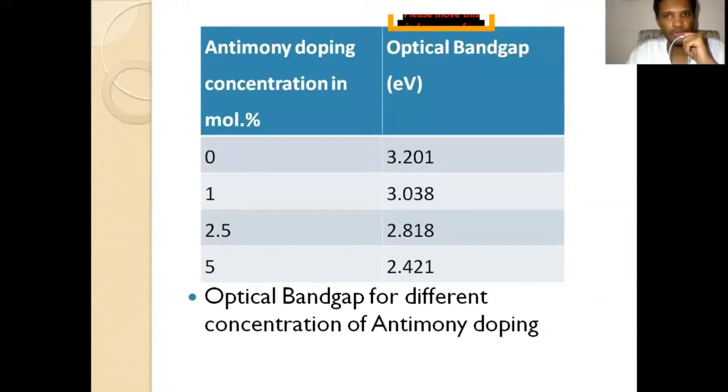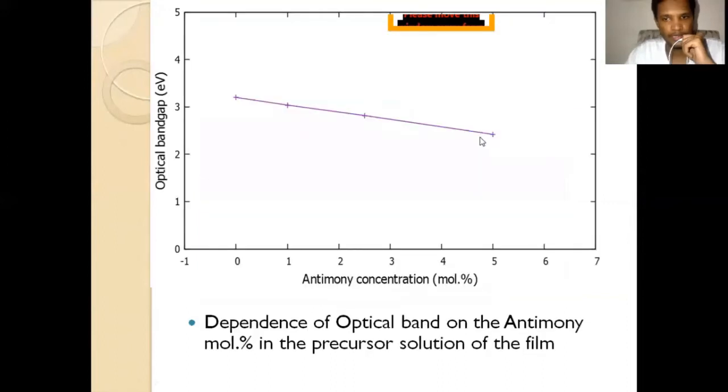You can see that clearly here. It was almost linear. As we increased our antimony doping concentration, our optical band gap decreased. We can attribute this to the antimony atom. The antimony atom has 5 electrons. The TiO2 atom has 4 electrons.